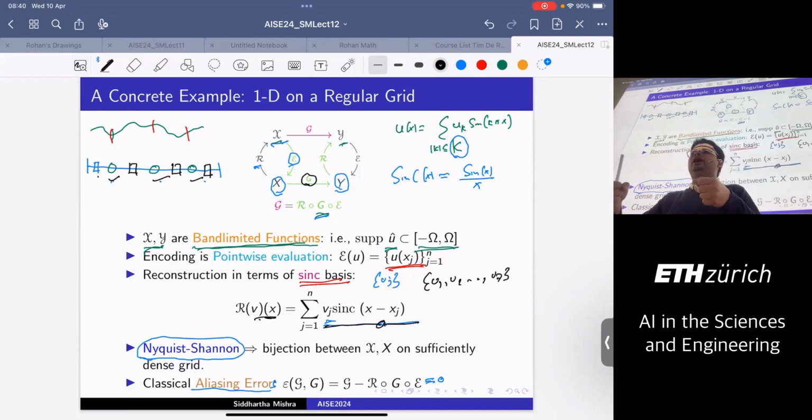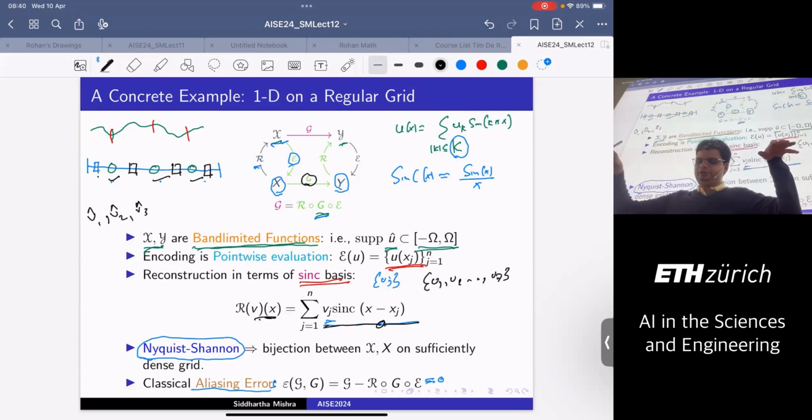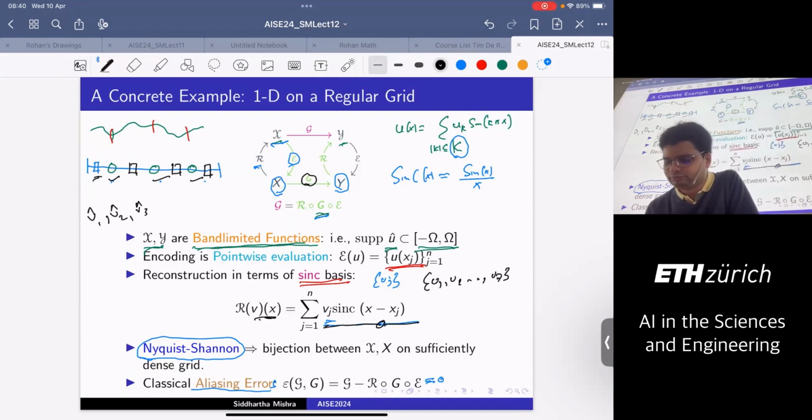So what do I do? I again go back to my infinite dimensional reconstruction. Now I have been given some new values here, let me call them V hat 1, V hat 2, V hat 3. Once I have this, I again use the sinc basis, go back to infinite dimensions, and then I evaluate them at these new values. That's all. I evaluate them at all of them.